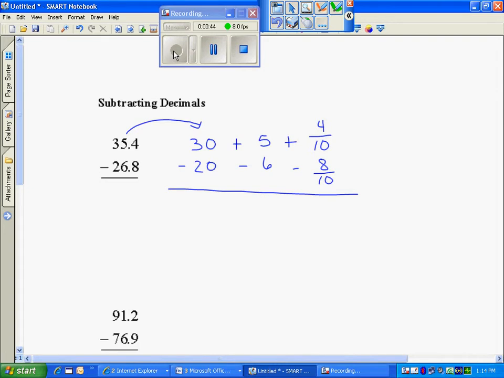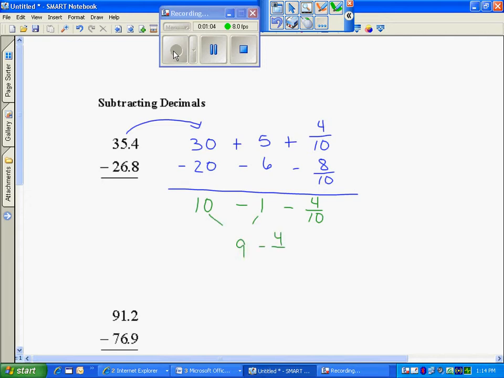30 take away 20 is 10. 5 take away 6 is -1. At $5, I spent 6. 4/10 take away 8/10 is -4/10. I had 40 cents, but I spent 80 cents. 10 minus 1 is 9.